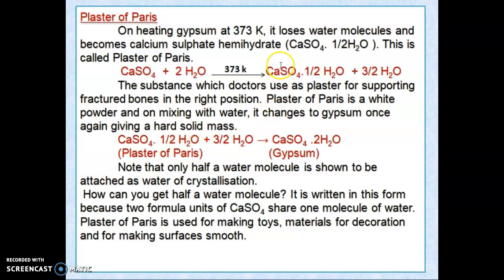See this first and second equation. This is the reverse of the first equation. Note that only half a water molecule is shown as attached as water of crystallization. It is written in this form because two formula units of calcium sulfate share one molecule of water. Plaster of Paris is used for making toys, decorative materials, and for making a surface smooth.